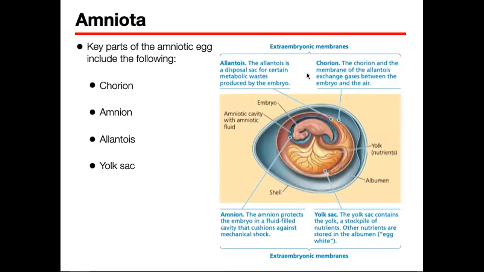You have the chorion. Okay? The chorion is basically part of the amniotic egg that facilitates gas exchange, okay, between the embryo and its surrounding environment. Okay? You also have the amnion. Okay? This amnion right here, yung parang membrane na yan, protects the embryo from external damage due to external shock. Okay?